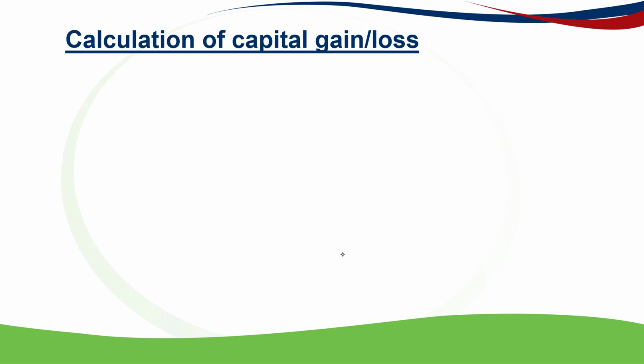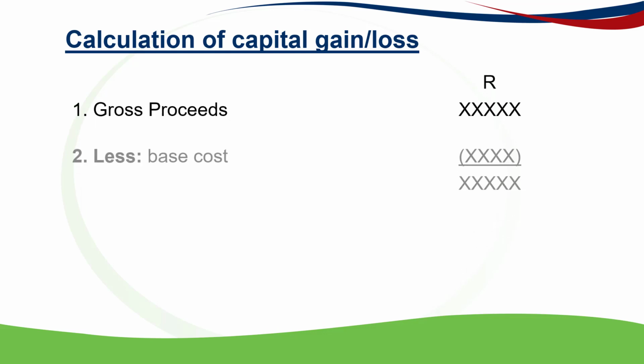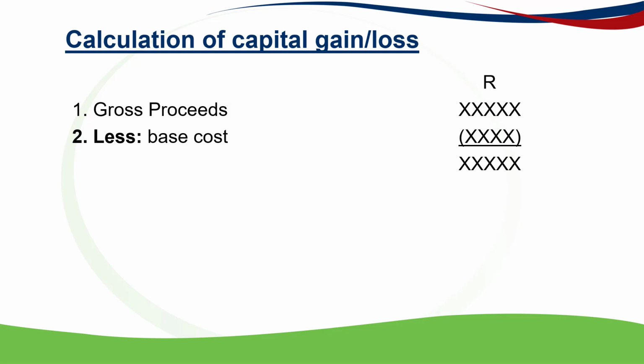On disposal of an asset, a taxpayer should calculate a capital gain or a capital loss on each asset disposed of separately by firstly determining the gross proceeds, and secondly, by deducting the base cost from the proceeds to get to the capital gain or loss. A capital loss scenario would arise if the asset was disposed of for proceeds which are less than the base cost.